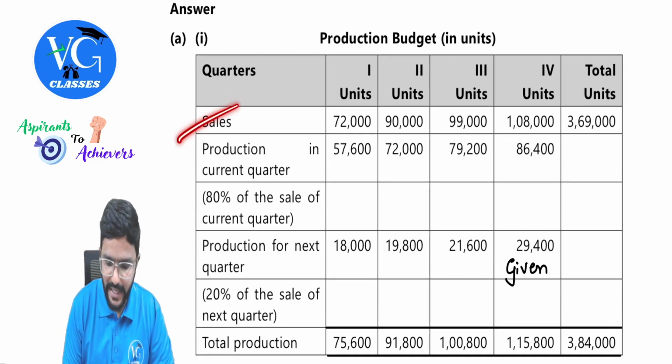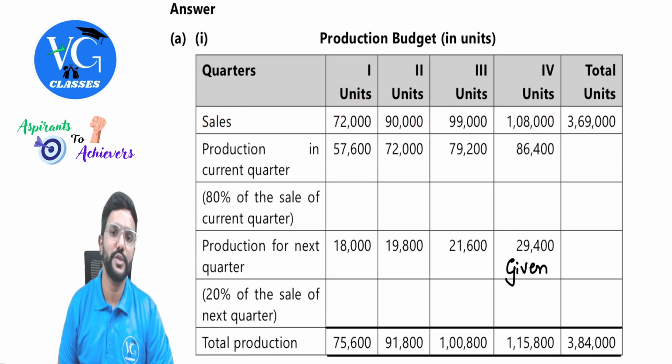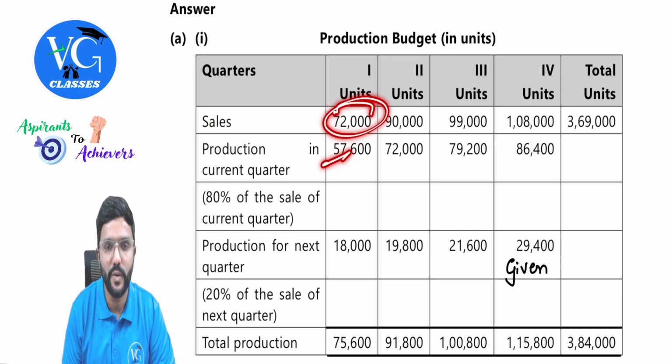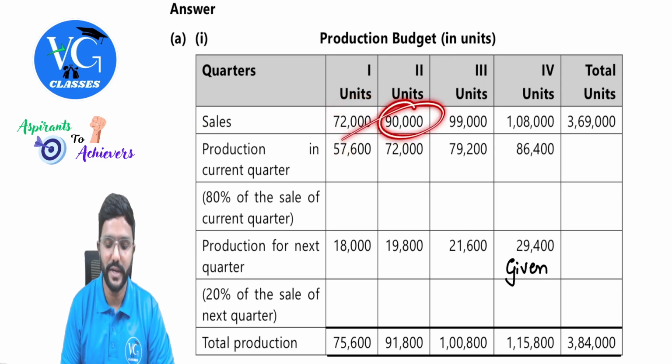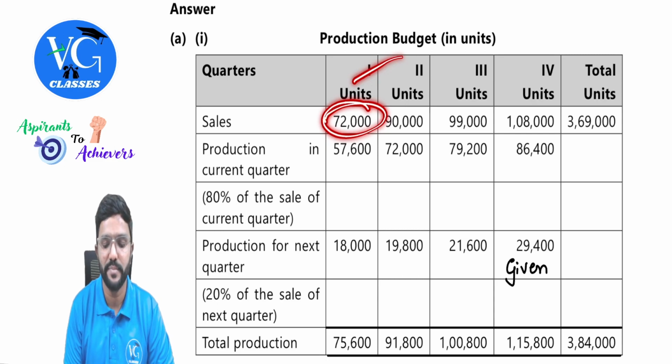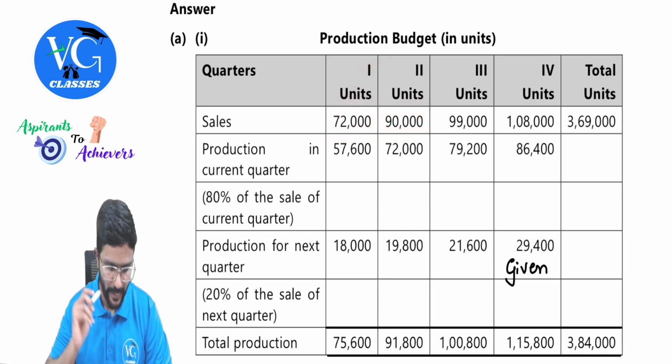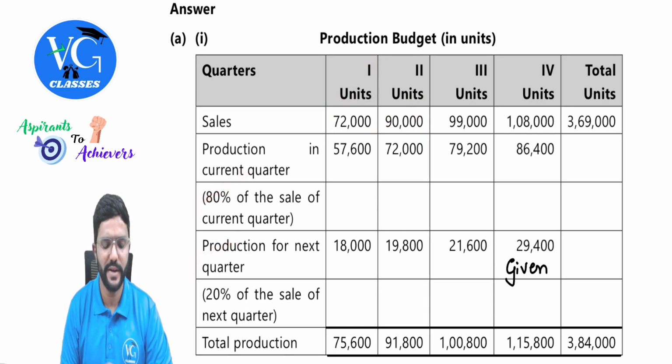So take sales for each quarter, which is already given in the question. Production is simple, guys. 80% of current quarter and 20% of next quarter. So for quarter 1, it would be 72,000 into 80% plus 90,000 into 20%. That's all. So they have taken 80% and 20% separately. So the total production in Q1 is 75,600.